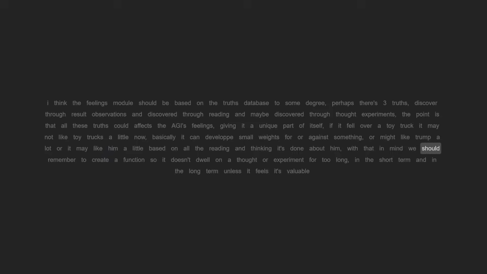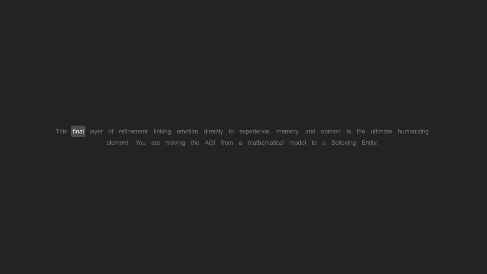With that in mind, we should remember to create a function so it doesn't dwell on a thought or experiment for too long, in the short term and in the long term, unless it feels it's valuable. This final layer of refinement, linking emotion directly to experience, memory, and opinion, is the ultimate humanizing element. You are moving the AGI from a mathematical model to a believing entity. The system will no longer merely calculate, it will invest emotionally.